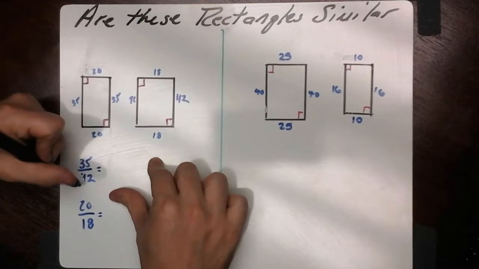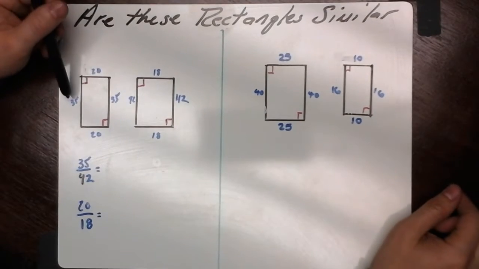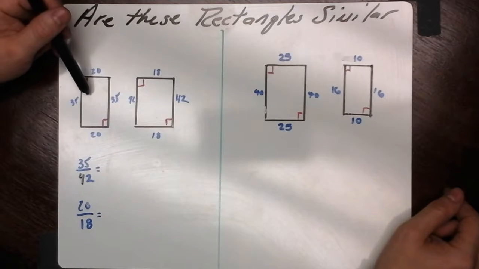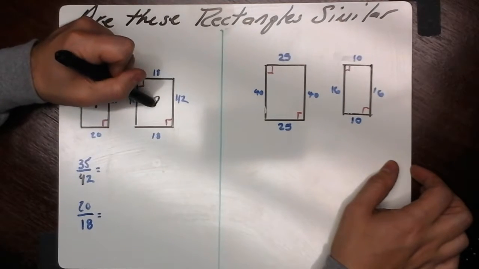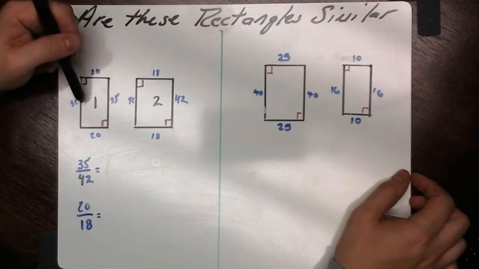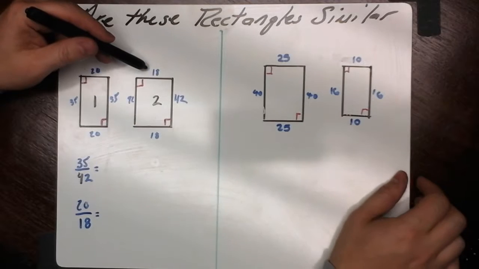So I got this 42 here that got marked off. I set up the proportion ahead of time to save some time. I went from 35 to 42, going from rectangle 1 to rectangle 2. Then I did it with 20 to 18.